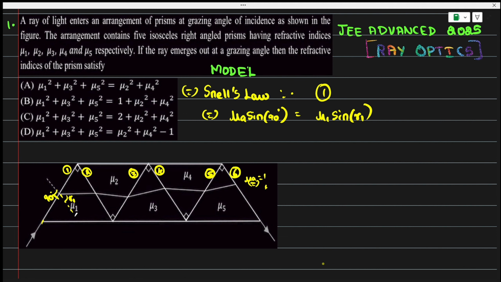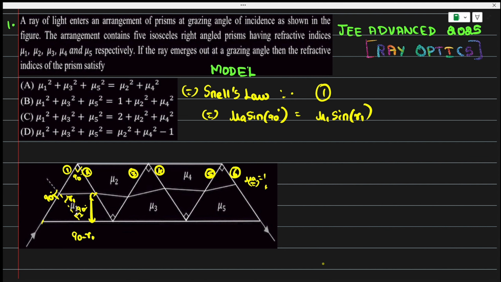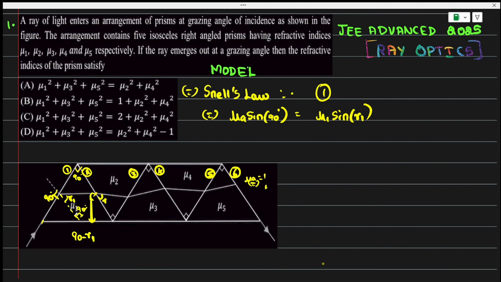In this question we will be using another concept, that is complementary angles. I'm going to extend this line. Now if this is r1, then what will be this angle? Since this is a right angled isosceles triangle, this will be the complementary of the angle r1. So it will be 90 minus r1. Now for this planar surface, if this is an incident angle, let me take r2 as the refracted angle. If this is r2, then this angle will be 90 minus r2 and so on. This is the core concept behind this question.